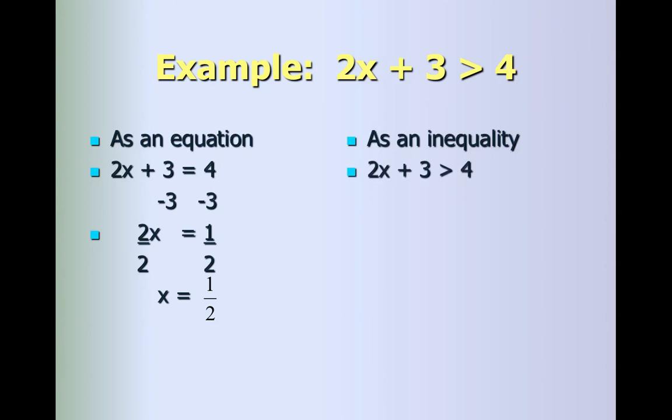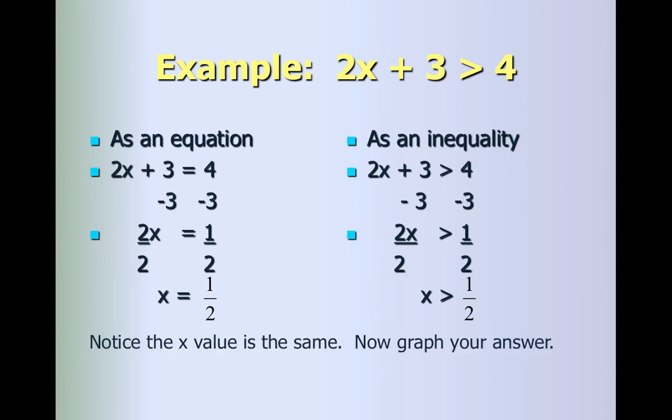If it's an inequality, it looks like this. It's the same as what we did: x is greater than 1 half. But why didn't it change when we divided? Because our sign is not negative. Again, only when it's negative do you change the inequality symbol. So notice that the x value is the same. Now graph your solution. We have 1 half, going to the right because it's greater than. Why open? Because it has no equal sign.